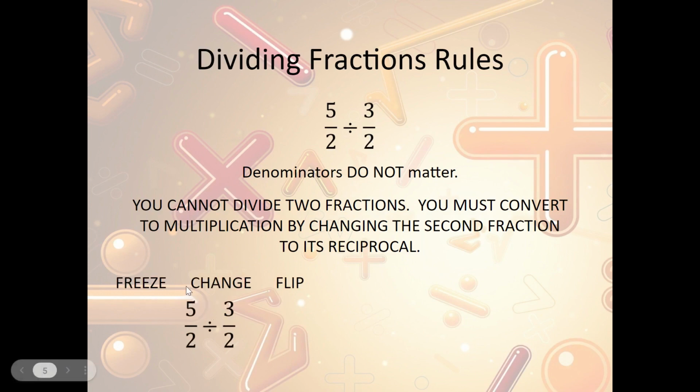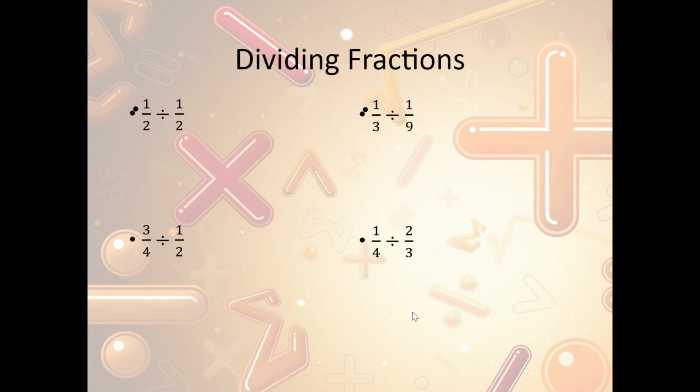We're going to use the concept of freeze, change, flip. So freeze, we're going to freeze 5 halves, which means we leave it exactly as it is. We're going to change, meaning that we're going to change this division sign, and it's going to become multiplication. So now it's 5 halves times. And then flip means we're going to take this number here, 3 halves, and we're going to flip it over so it becomes 2/3. Now we just use our multiplication rules. So let's go ahead and do that.